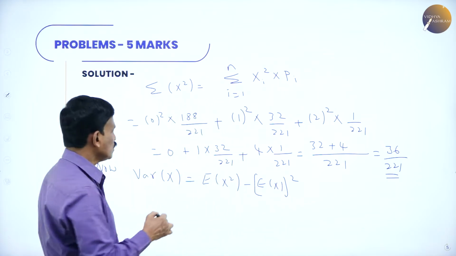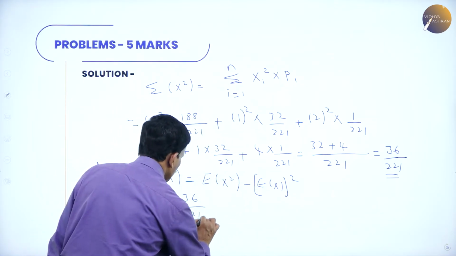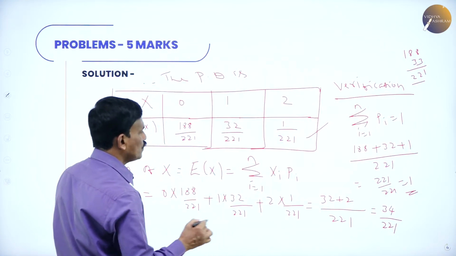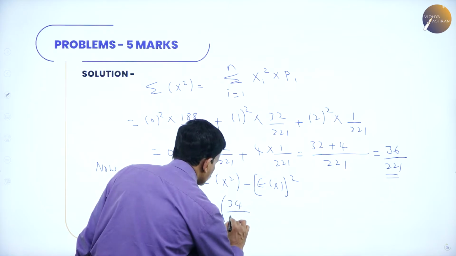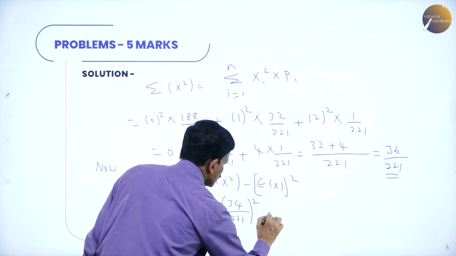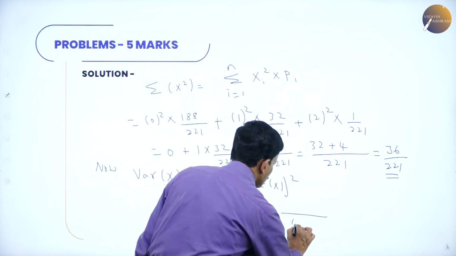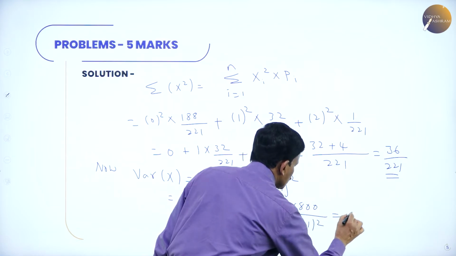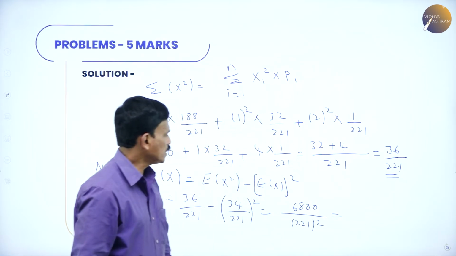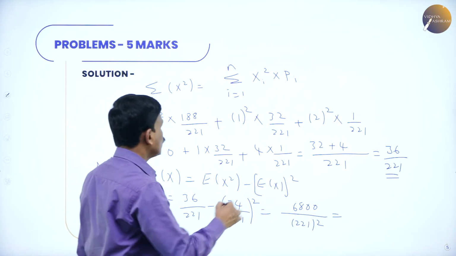This is the formula. Now what is E of x square? 36 divided by 221 minus E of x. What is E of x? 34 by 221 whole square. Simplify this. Now after simplification, take LCM. Here 221 whole square. In the numerator we will get 6800. So 6800 divided by 221 whole square. This is the value of variance.